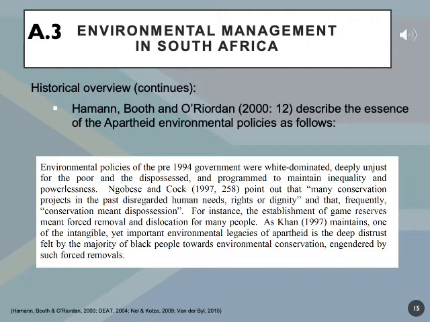point out that many conservation projects in the past disregarded human needs, rights, or dignity, and that frequently conservation meant dispossession. For instance, the establishment of game reserves meant forced removal and dislocation for many people. As Khan maintains, one of the intangible yet important environmental legacies of apartheid is the deep distrust felt by the majority of Black people towards environmental conservation engendered by such forced removals.